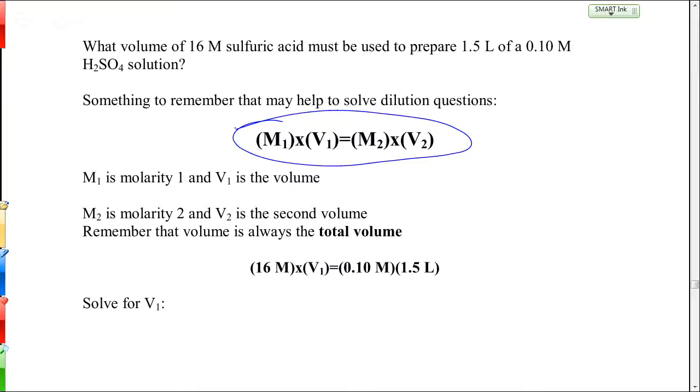And that's because concentration is moles per liter, volume is in liters, so concentration times volume equals moles. So we're doing the same thing. We're saying moles have to stay the same. When we change the volume, we have to change the concentration.